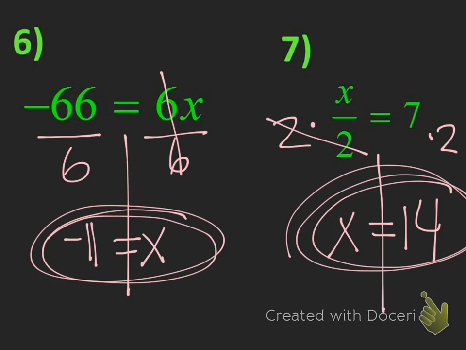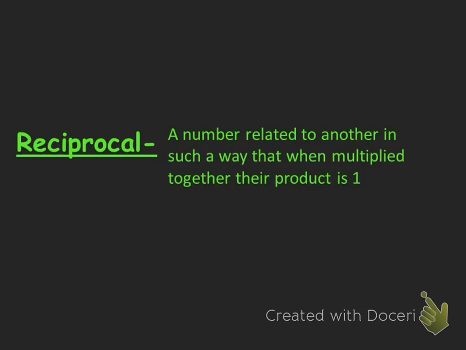All right, we're going to start with a vocabulary term. The vocabulary term is reciprocal. Now, don't write this one down. Write the word reciprocal, but don't write this down. This is the standard book definition. A reciprocal is a number related to another.